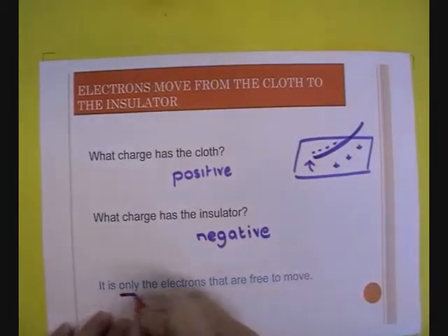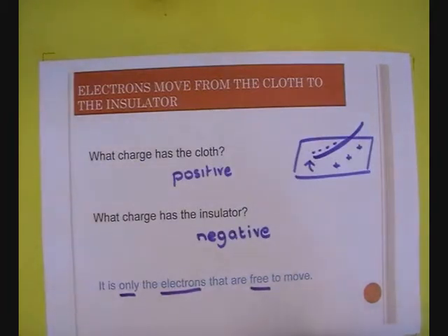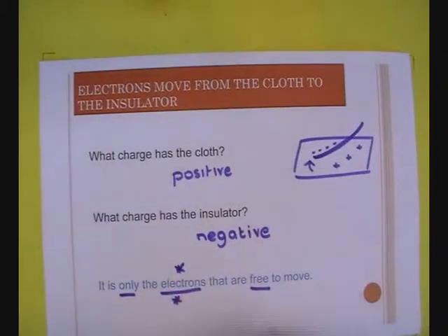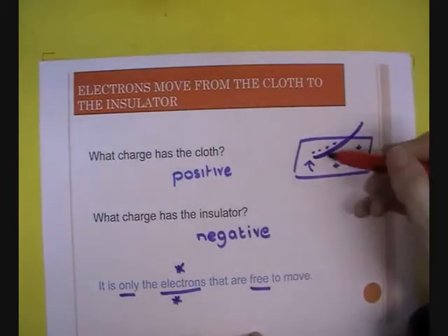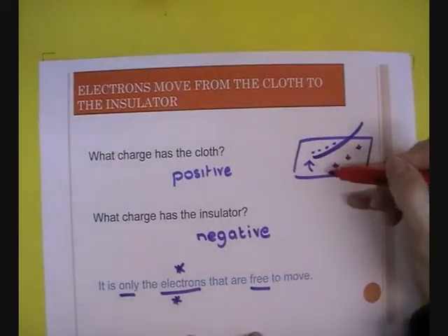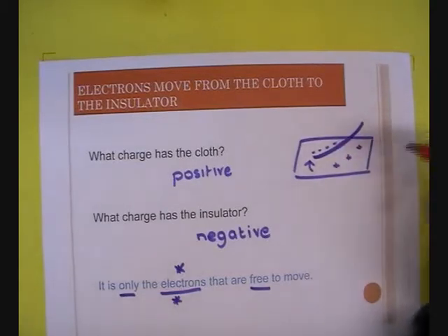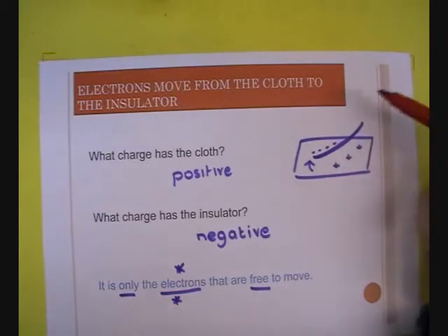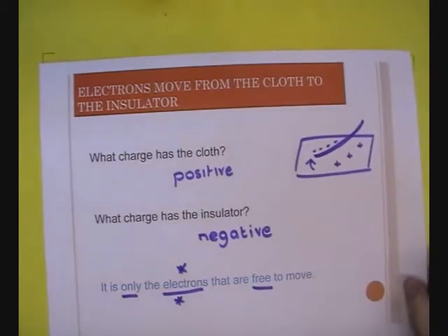Again, it's only electrons that are free to move. And when you explain this, you must explain that it's only electrons. You never talk about the positive charge moving from one material to another. It's always electrons. So the electrons either move off the strip onto the cloth or move off the cloth onto the strip. Which way they move depends on the nature of the cloth and the strip. It depends on which one is more likely to lose electrons. Okay.